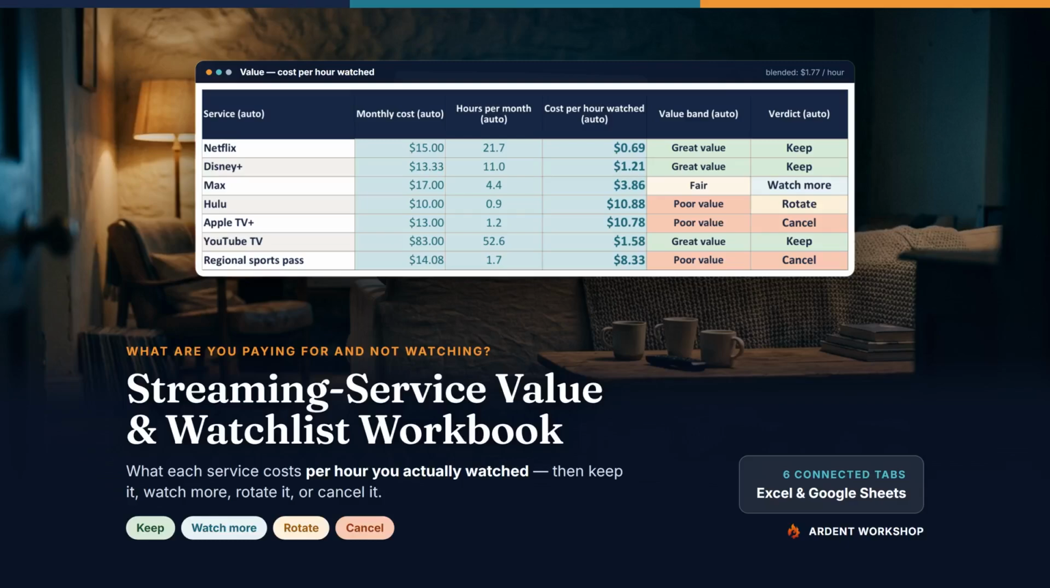Roughly twice a year, every streaming household has the same argument. Somebody looks at the total, somebody defends a service, and it ends exactly where it started. The reason isn't that you're bad with money. It's that the cost lives in your bank statement, the watching lives inside 6 different apps, and the two halves are never in the same place at the same time. This workbook puts them in one file.